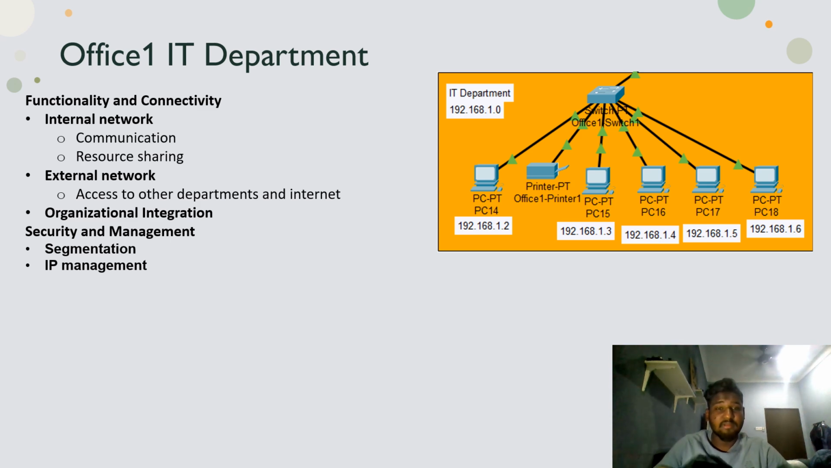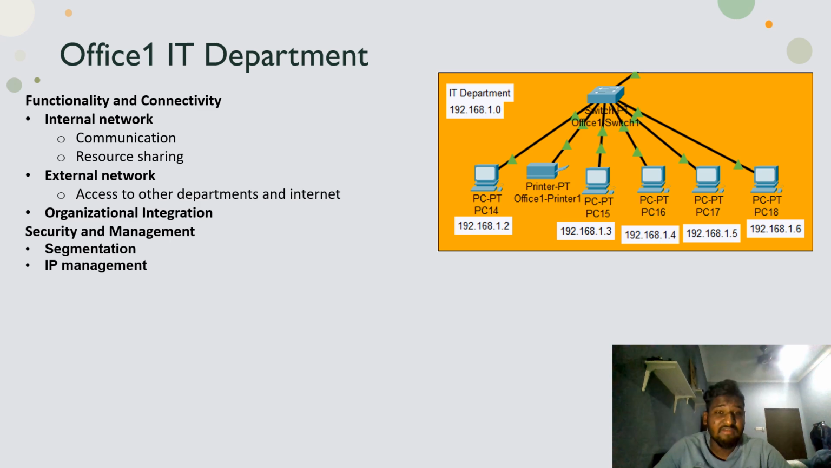Okay, now I'm going to explain the functionality and also the connectivity. It is divided into three stages: internal network, external network, and organizational integration. The internal network is divided into two stages, which are communication and resource sharing. Communication is where devices are connected to Office 1 Switch 1 and can communicate directly with each other within the IT department. Meanwhile, in resource sharing, the setup allows for sharing resources such as files, printers, and applications among the devices in the IT department.